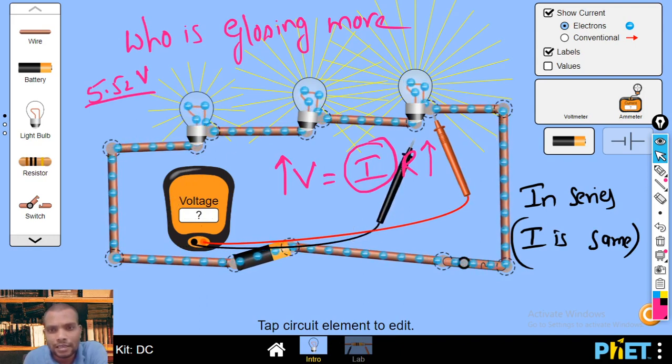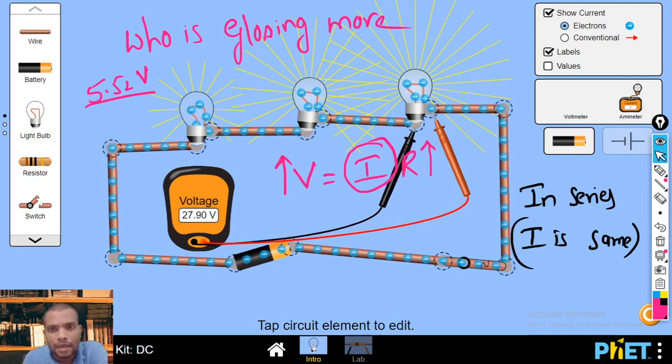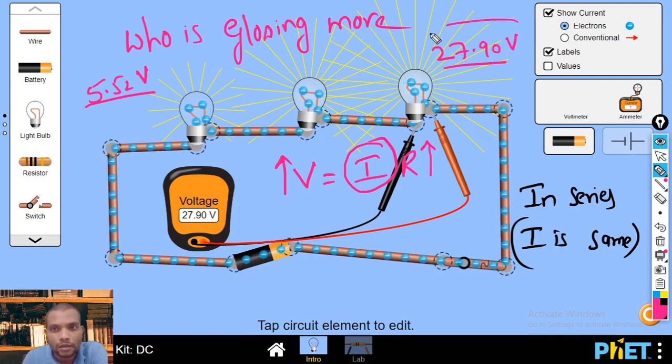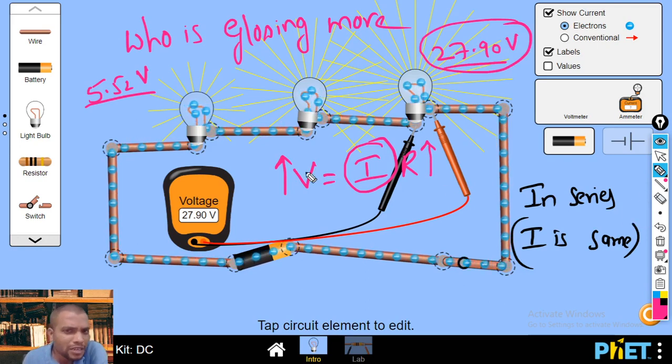Increase, decrease, remain the same? Yeah, here you can see its value is showing about 27.9090 volts. That potential difference increased right here. Ask a question: why does the potential difference here need to increase?